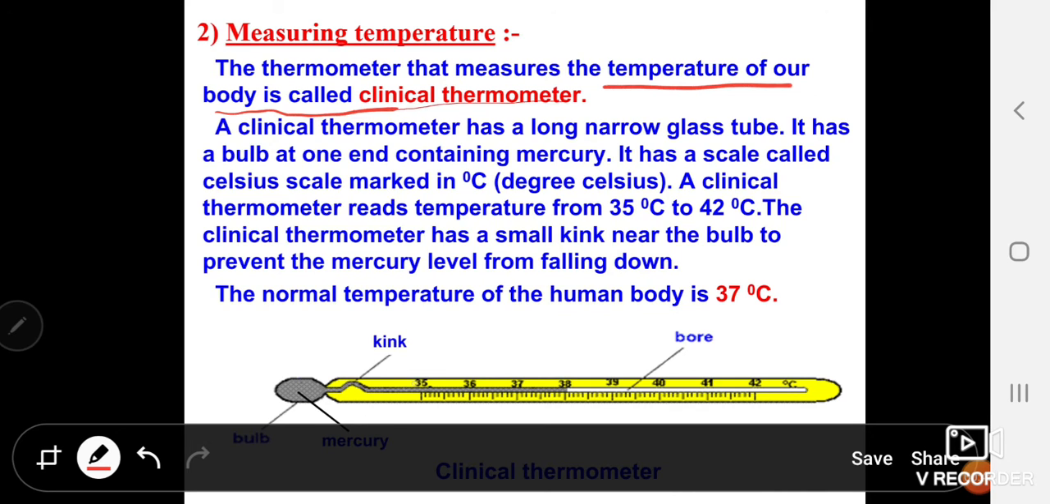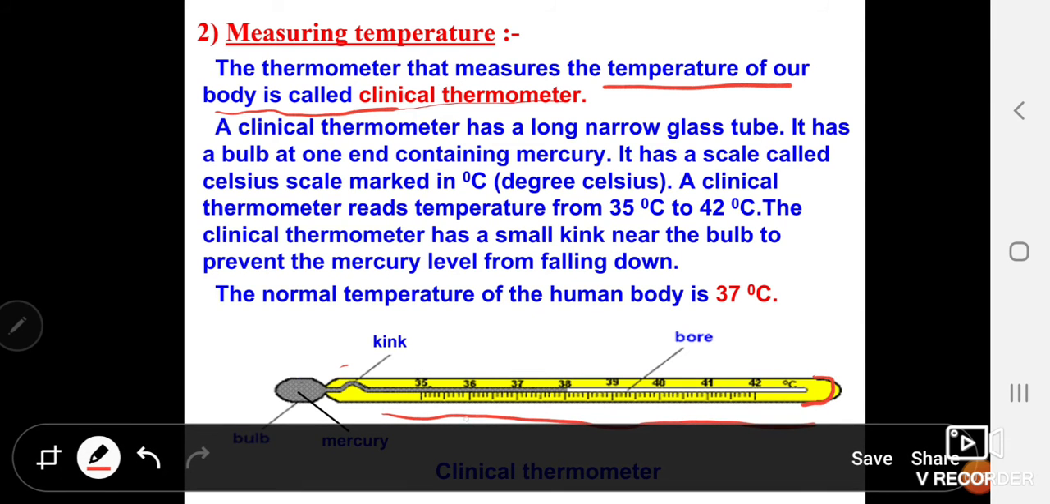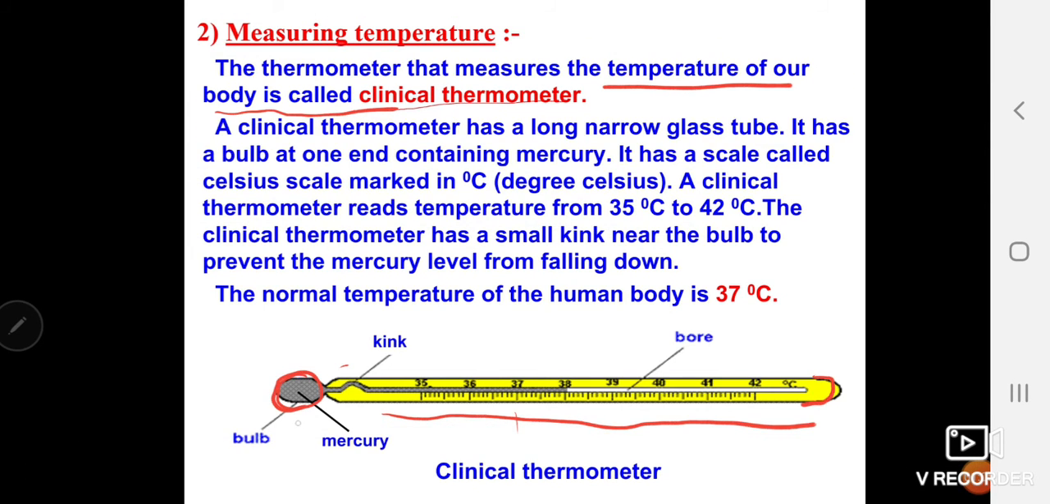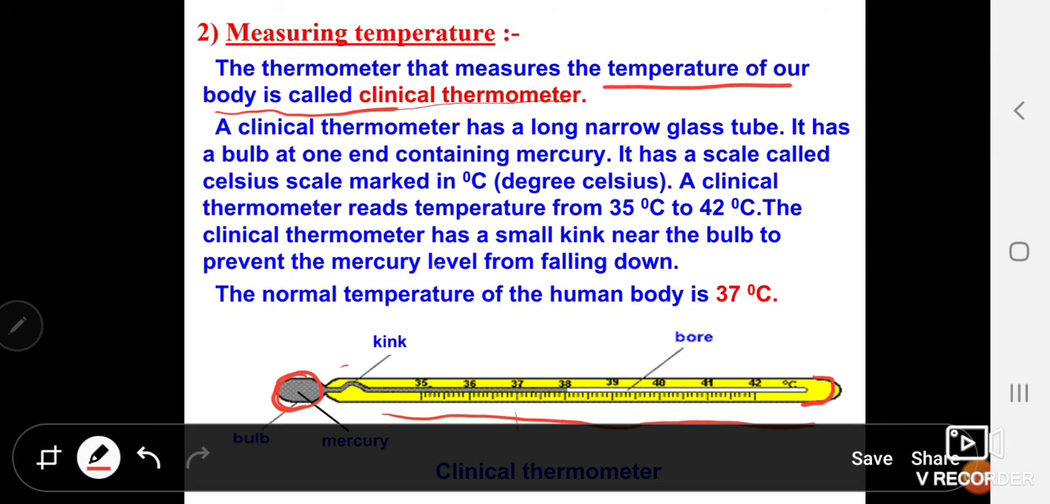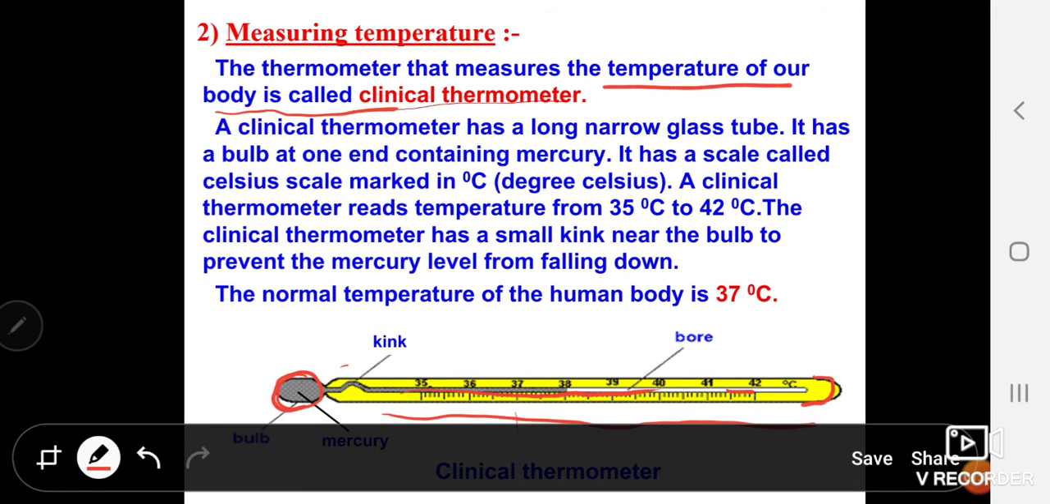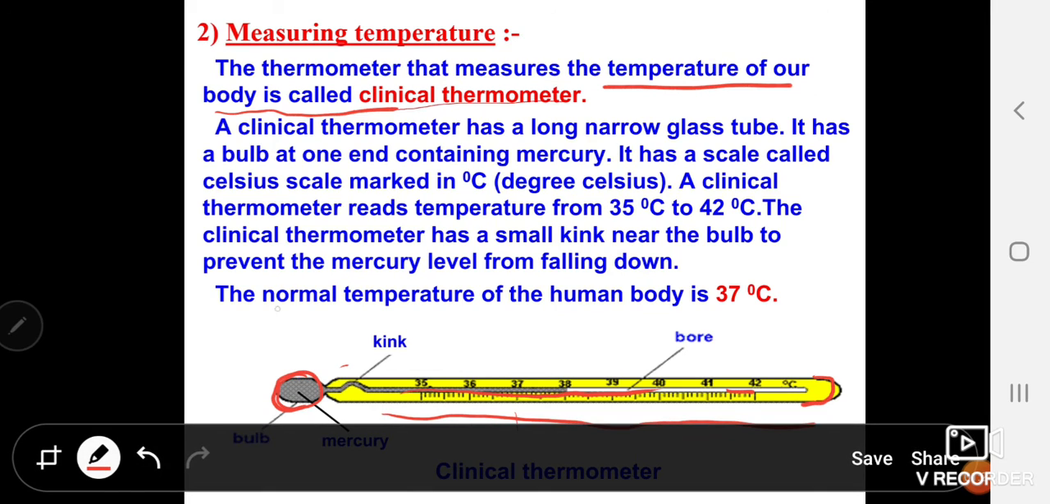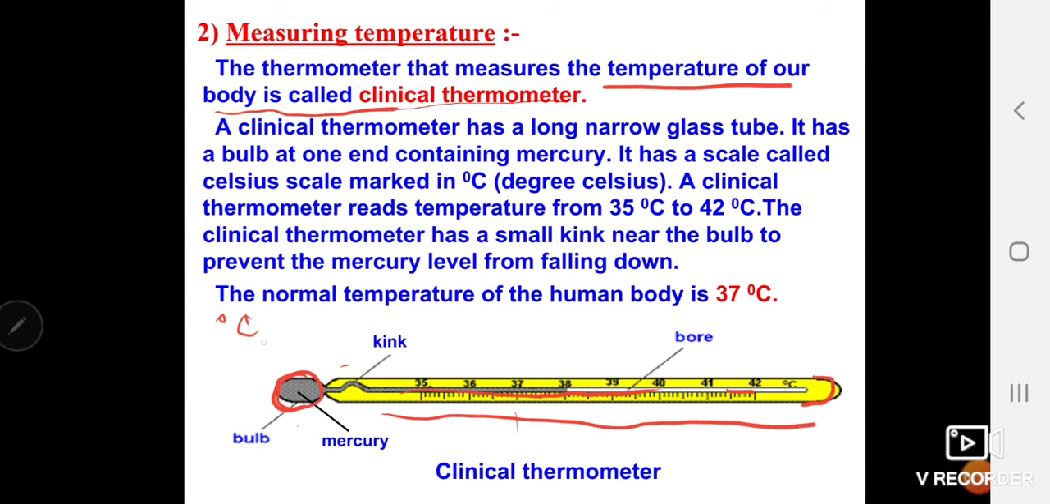As you are seeing in this diagram, a clinical thermometer has a long narrow glass tube. So this is the glass tube. It has a bulb at one end. So as you are seeing, this is the bulb. It is at one end and contains the mercury, and it has a scale called the Celsius scale. So this is the Celsius scale, so that we can identify the value of temperature by using these scale readings. And this is always in degrees Celsius.